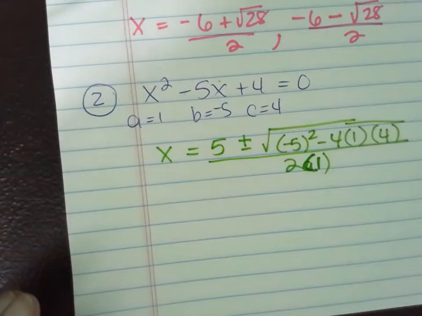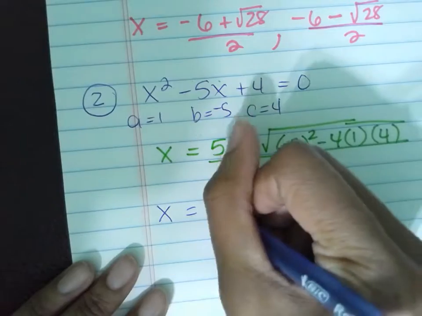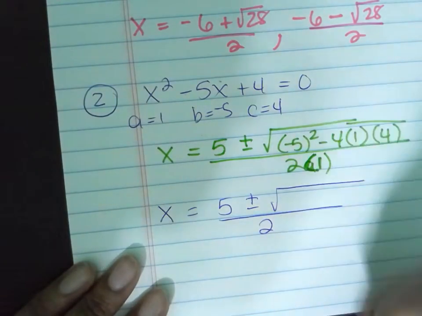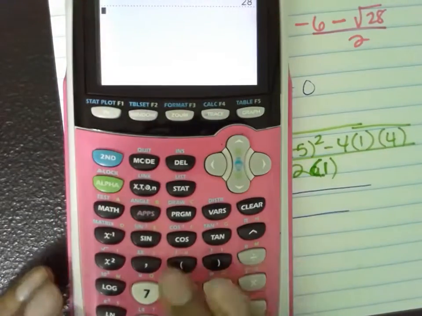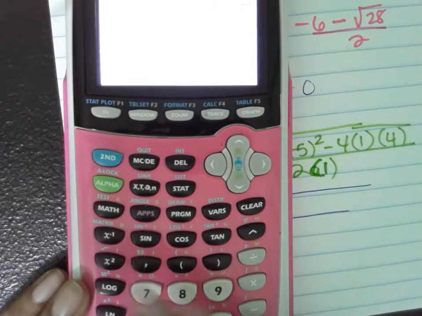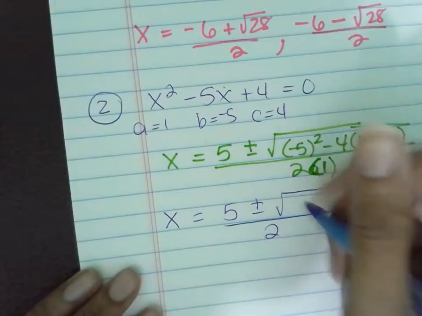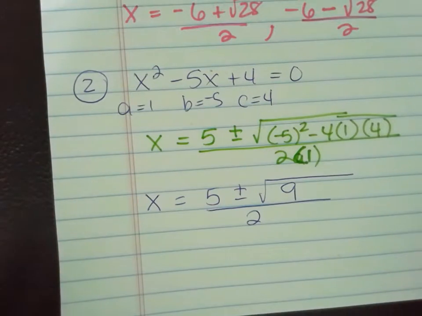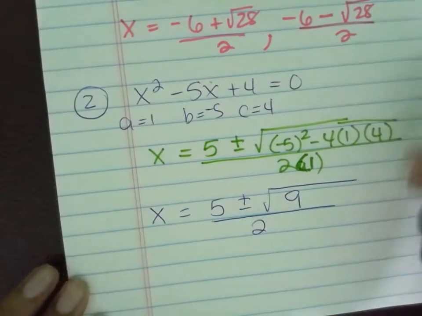All right, here we go. So x equals 5 plus and minus, work inside the radical, and then 2 times 1 is 2. So if I put this in the calculator, what's in the radical? Negative 5 squared minus 4 times 1 times 4, I get 9. Now this time I actually can take the square root of this number. Square root of 9 is 3. So watch how I separate this. So do it off to the side here.